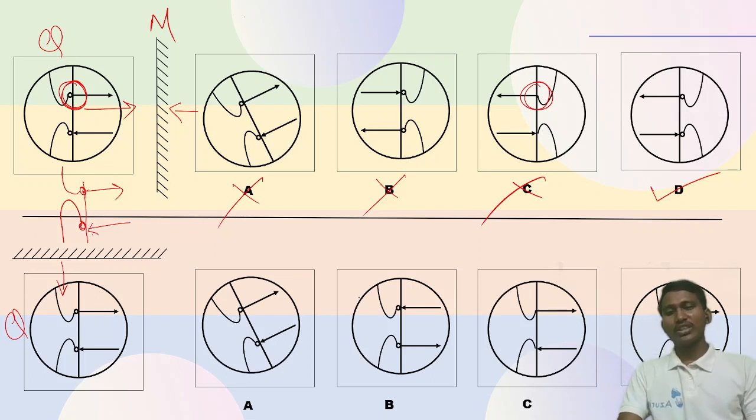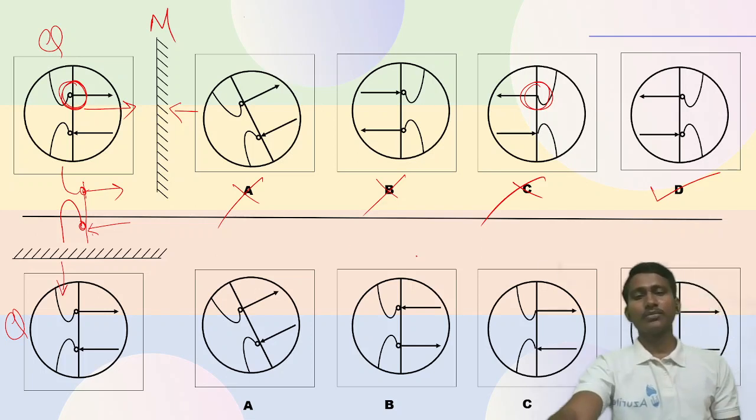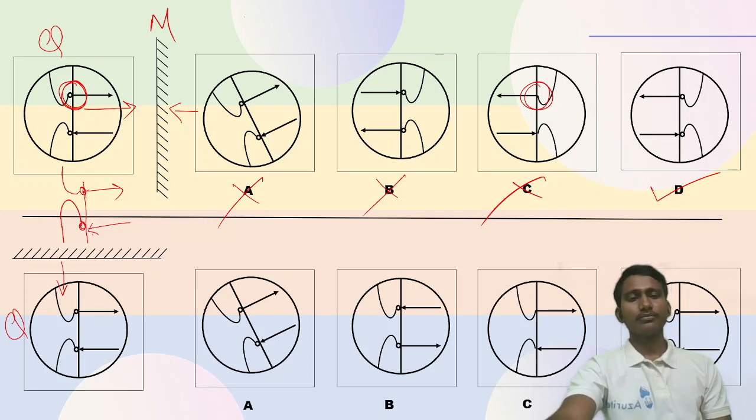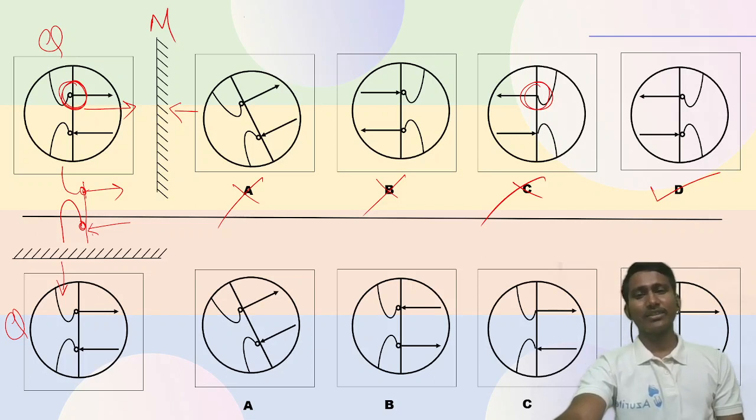So near to the mirror is this. Just flip it up and see what will be the answer. Understood? So the answer is option D. Option D is the correct one.